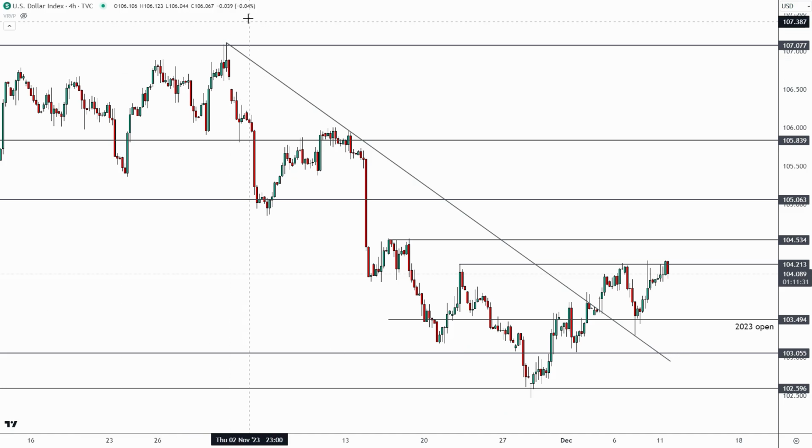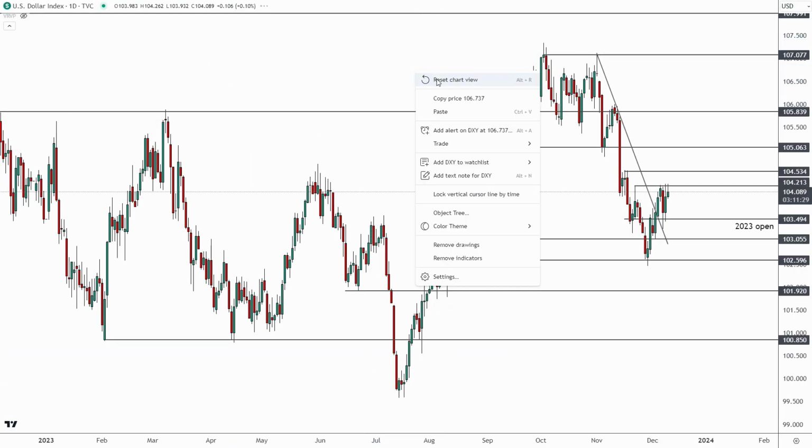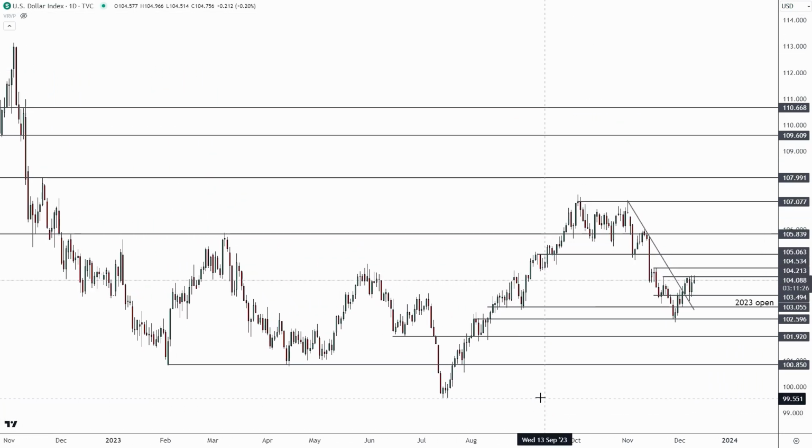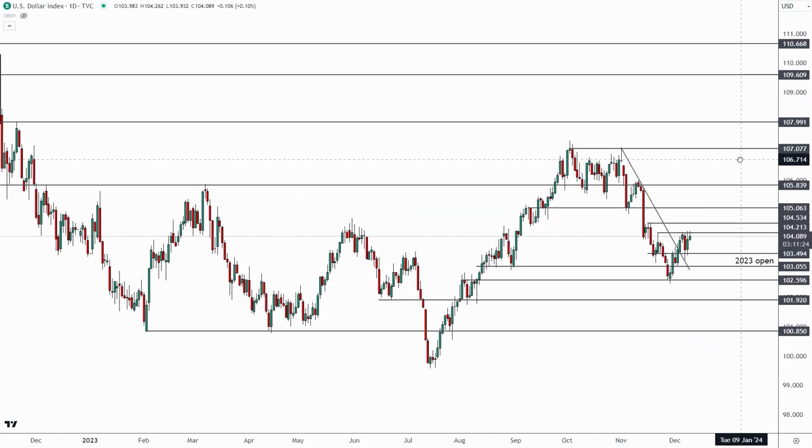Now, if we look at the DXY, going out here toward the daily time frame, okay, so taking a big picture view of the dollar, and this is going to be significant because anytime you're closing out a year, heading into a new year, it's important to take a step back, look at where the market is, and try to figure out where we could be headed in the new year.